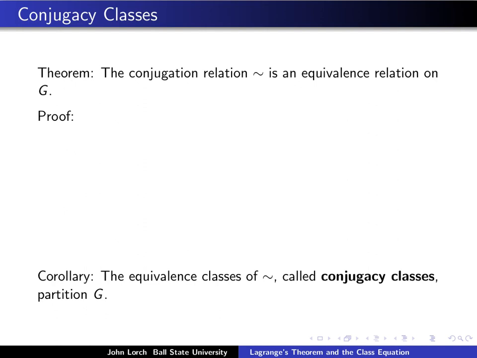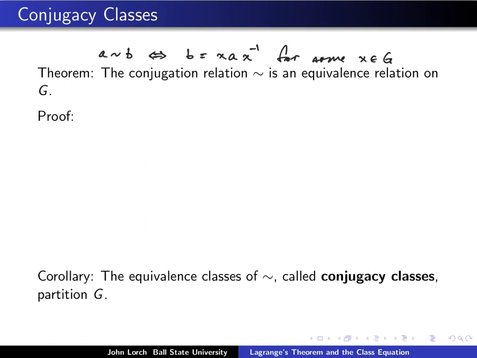Okay, here we've defined this conjugation relation, and it turns out that it's an equivalence relation on G, and here we want to prove that fact. Now we remember that the relation is as follows: A is related to B exactly when B is equal to X A X inverse for some X in G.